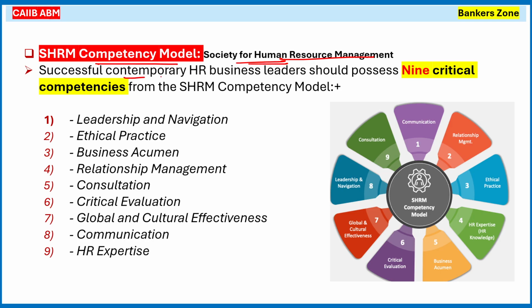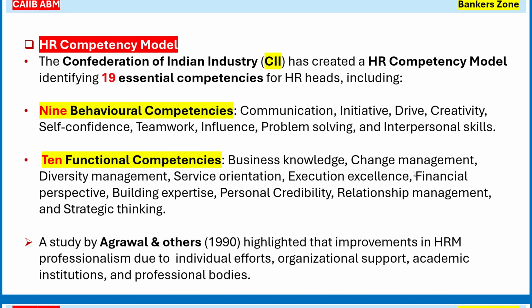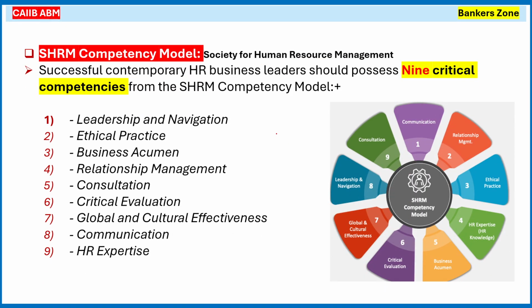A successful contemporary HR business leader should possess the 9 critical competencies from the SHRM competency model. So, in the previous slide, we learned that the CII gave a competency model which has 19 competencies. However, in SHRM, there are only 9 competencies. Okay, that figure you remember.